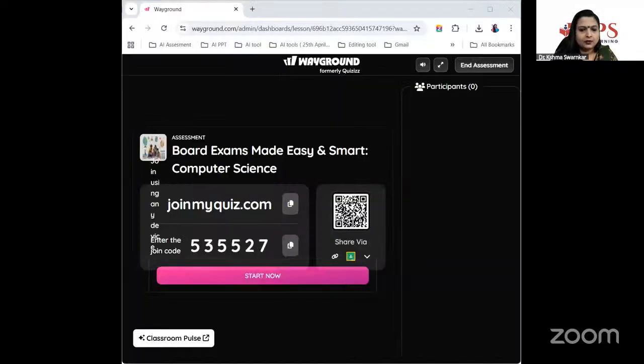So here we go. I kindly request everyone to open your mobile phones, open the scanner, and scan this QR. Is the QR visible, Tanu? Yes, ma'am, it is visible. So now I'm going to start this.